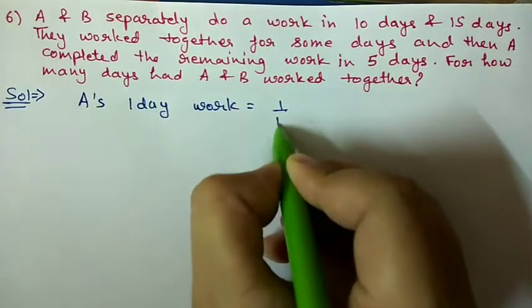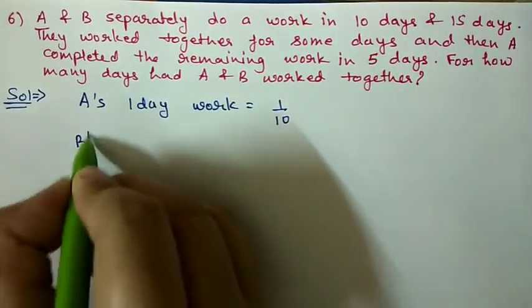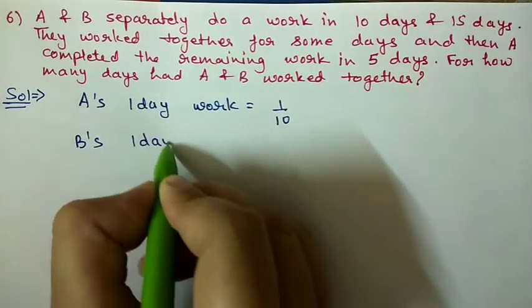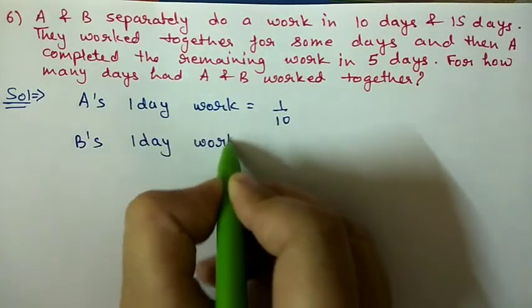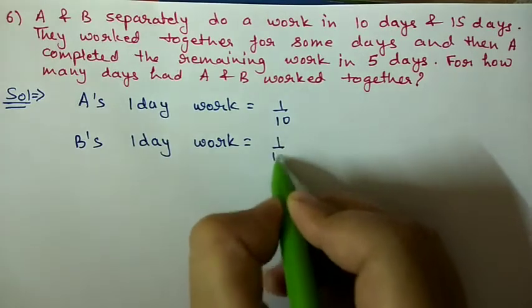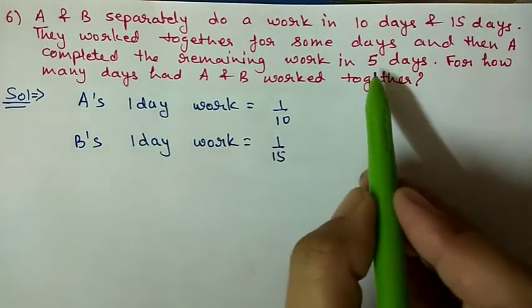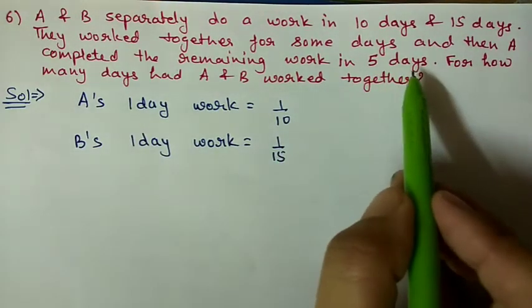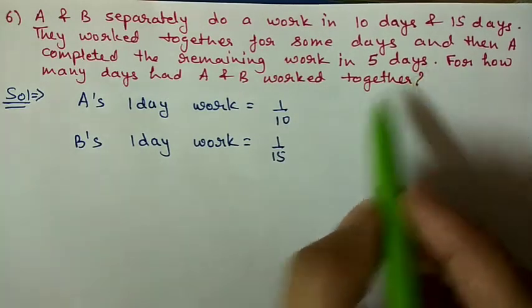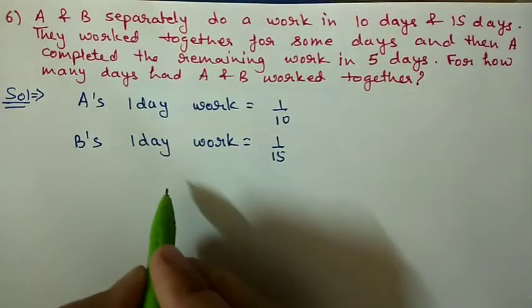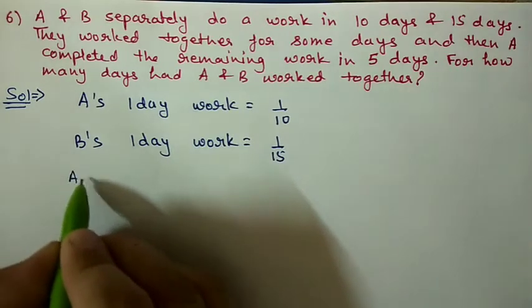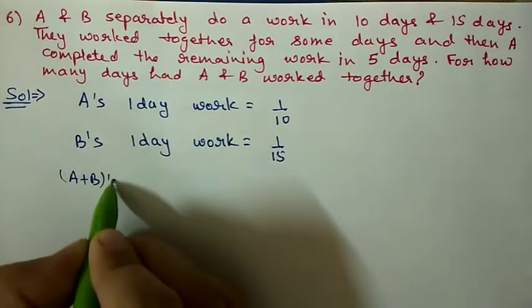A's 1 day work will be 1 by 10 and B's 1 day work will be 1 by 15. Now the remaining work A has done in 5 days. So we will calculate how much work he has done. And together their 1 day work also we have to calculate. First we will calculate A plus B's 1 day work.